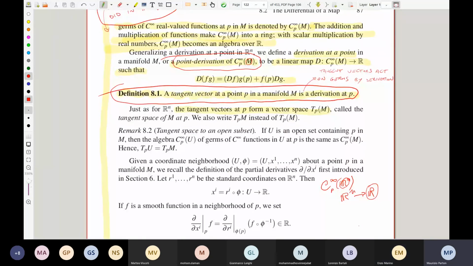Okay. Well, if you take all these derivations, you obtain a vector space. Call this vector space TPM. And you see now there is no reference to coordinates. We don't have coordinates, so we can't use coordinates now. If you want coordinates, you have to choose a chart. Why wasn't this happening in Rn? Because in Rn, you always choose a chart from the beginning, which is Rn itself.